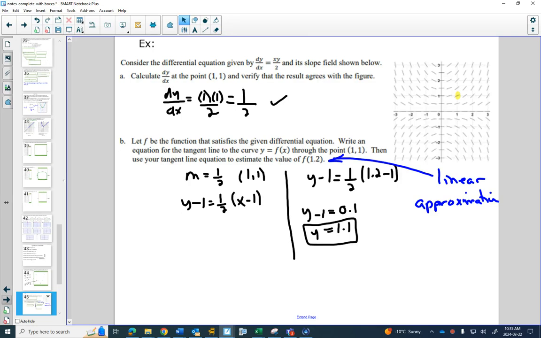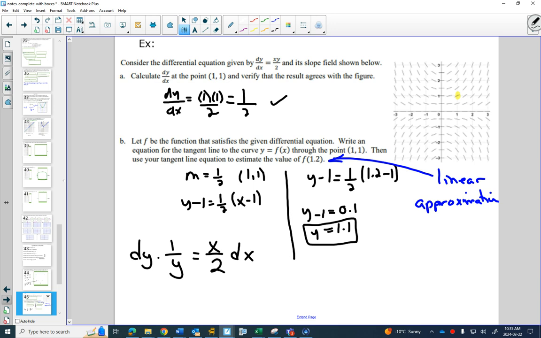How would I find out what it actually is at 1.2? Well, first of all, I would have to split this up, right? dy over y, move the y to this side, equals x over 2 dx. I could integrate both sides.